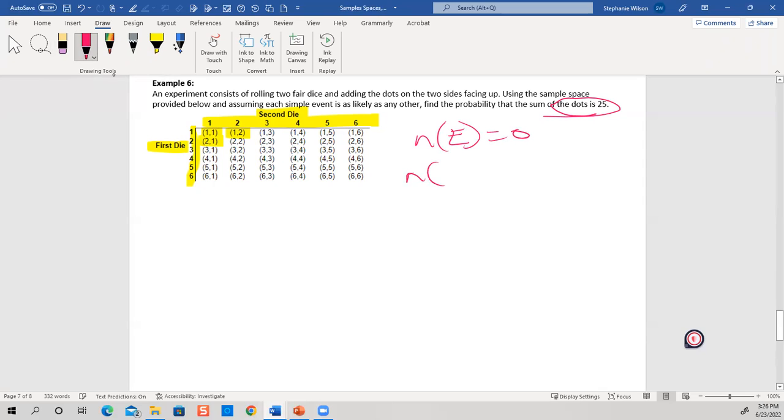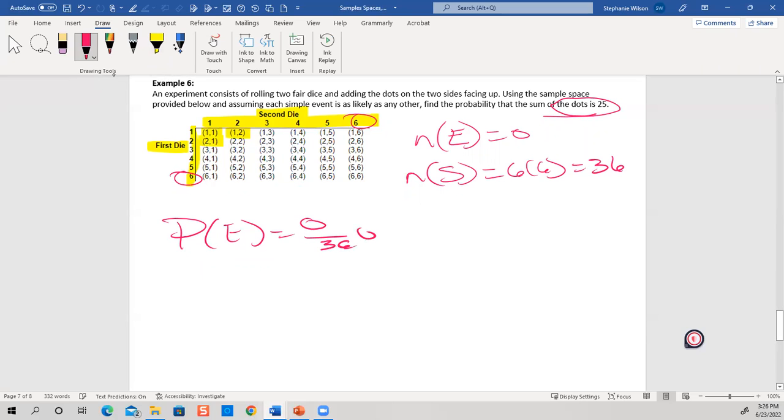However, there is a number of elements in the sample, and we notice that we have 6 chances on the first die and 6 on the second one. So 6 times 6 is 36. Now the probability of that event happening is 0 over 36. The answer is 0. So I'm going to do one more example just to make sure.